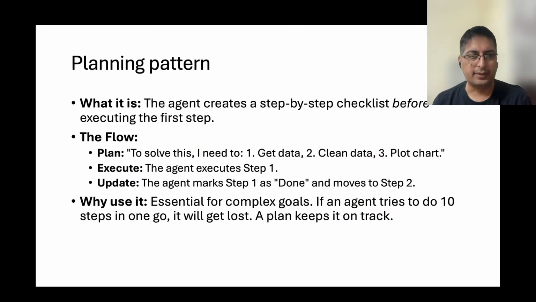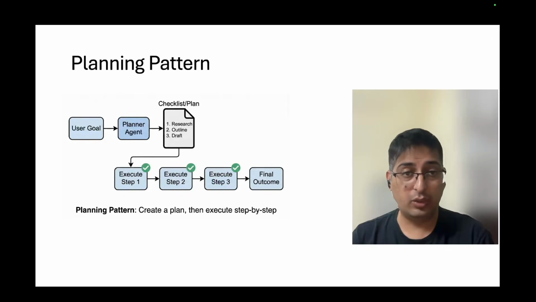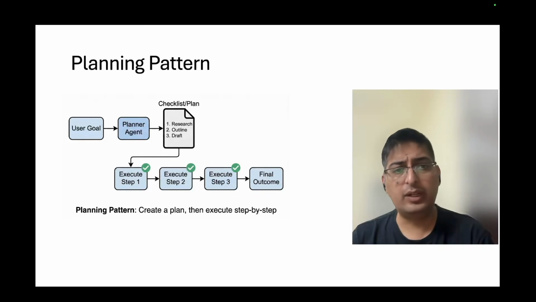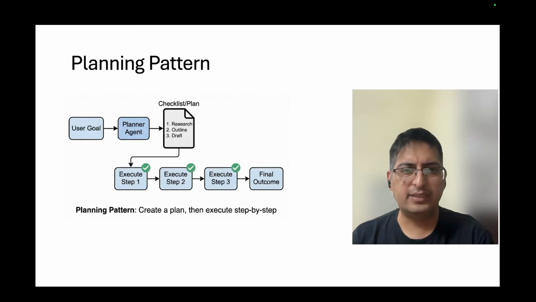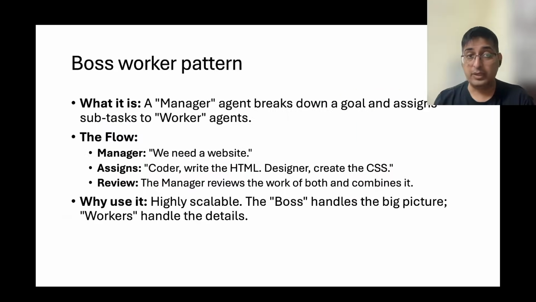Next is the planning pattern. In this situation, there will be a planning agent which will analyze the task given to it. It will plan the steps to solve that task, create a checklist, and then assign the tasks to other agents. This is how it will look usually. There will be a goal given to the planner agent. The planner agent will analyze the task and list the steps it needs to execute to achieve that goal. Each step will be assigned to another agent, and it will monitor the outcome and execution of the whole process.